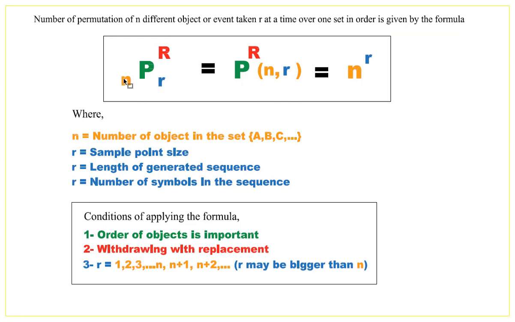Now at the end, we have to remember that to apply this formula, we need these 3 conditions: order, replacement, and r is a natural number starting from 1 to infinity.